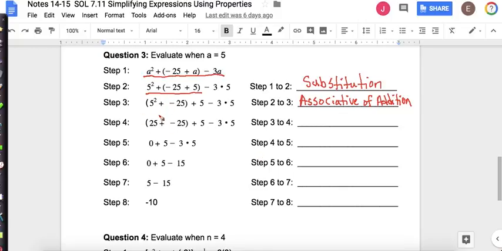Now we have to justify step 3 to step 4, and I know that I looked for grouping, and inside the grouping here I see an exponent. So I'm going to underline 5 squared, and that was replaced with a 25. So since I don't have any special property for that, we are going to call it substitution because the 25 was substituted in for the 5 squared.